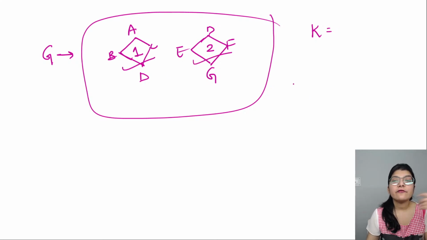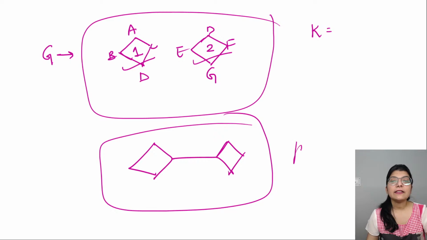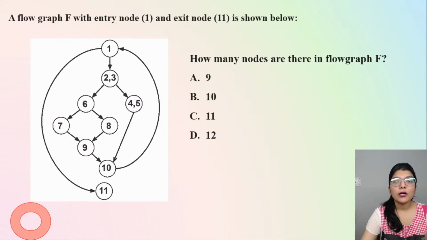If I would have a graph like this, then K would have been equal to 1 because with the help of these vertices, this graph is connected. Clear? Now let's talk about the question.